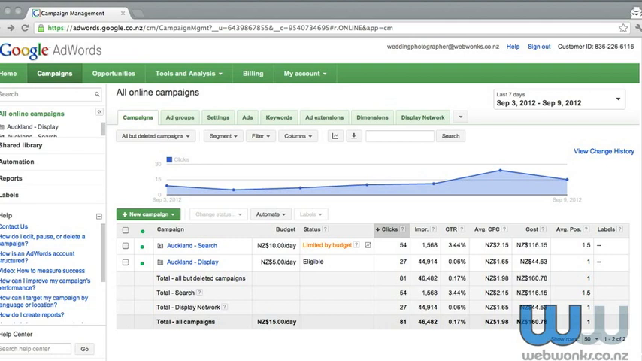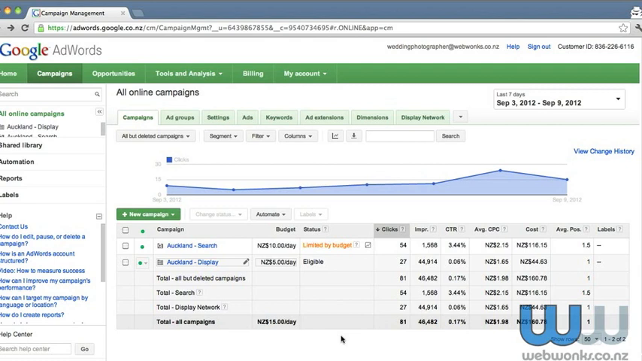You can see on screen at the moment we have logged in to the AdWords interface, and this is the screen that you will see whenever you log in. And the first thing to notice is in orange there where the account is limited by budget.